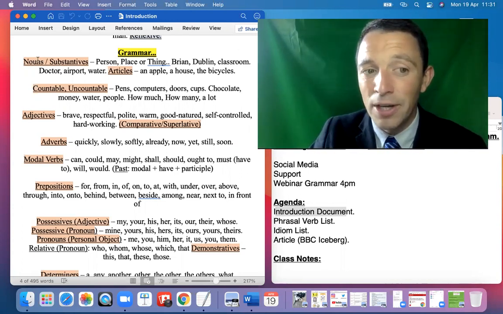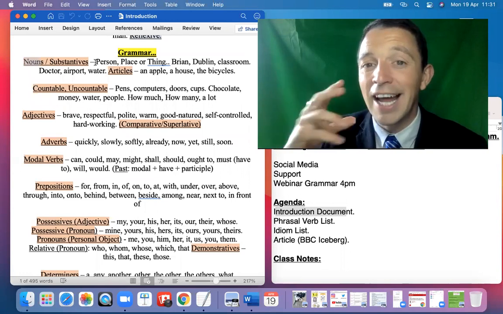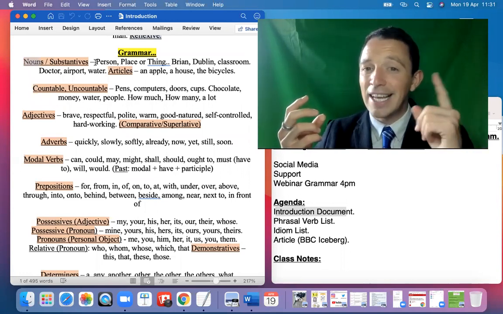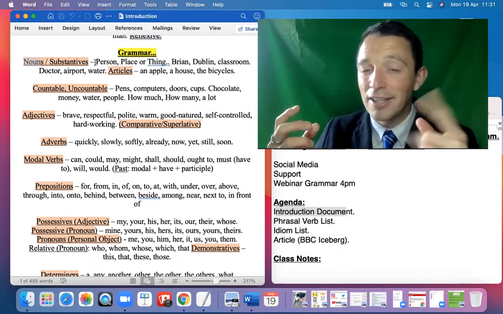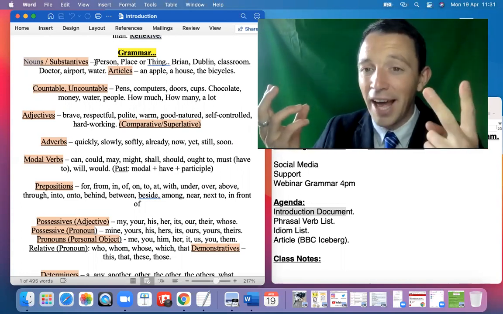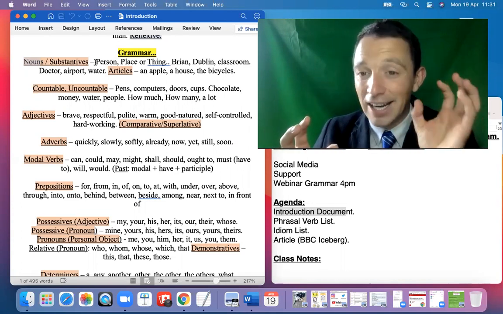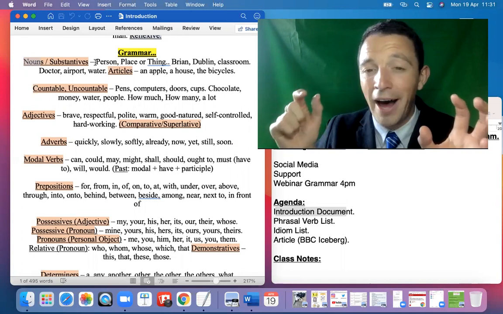For example, a noun is a person, a place, or a thing, and every noun you need an article. In English we have two articles, the indefinite article and the definite article. For example, a house or the house. Okay, so that's the concept of the article. So when you see an article, probably you will have a noun.